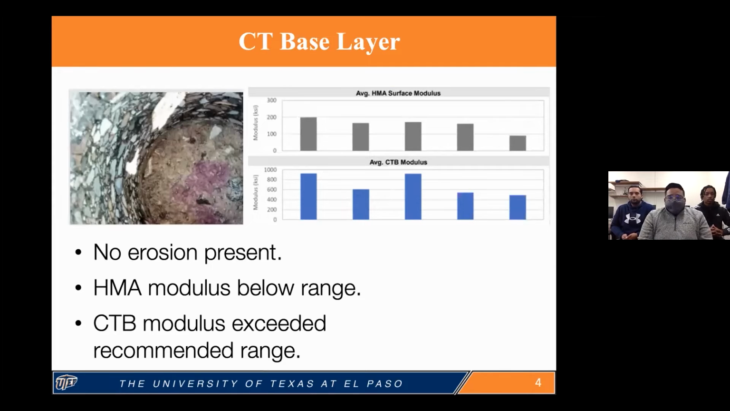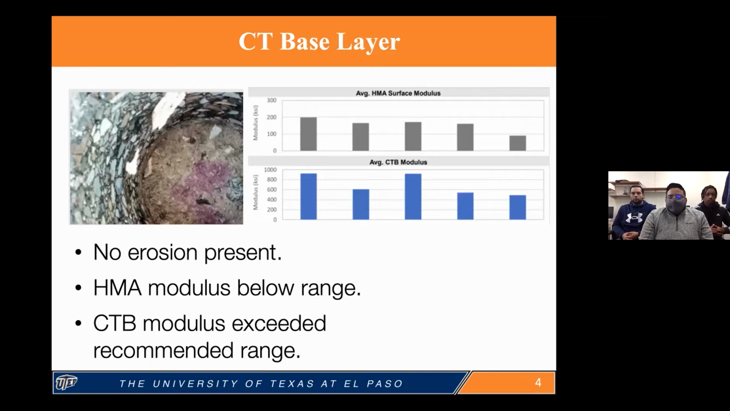Moving forward, through the phenolphthalein test, we can see that there is no erosion in the base layer. Using data provided by the falling weight deflectometer test, the bar chart above can be observed. Because there was a temperature correction factor in the hot mix asphalt layer, the design modulus was decreased to 240 KSI. However, in the chart, we can see that when tested, the modulus did not satisfy the calculated limit.